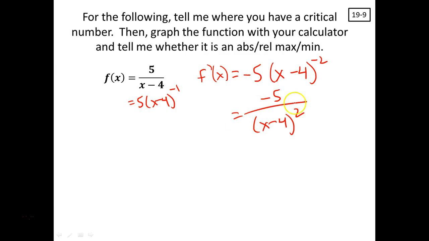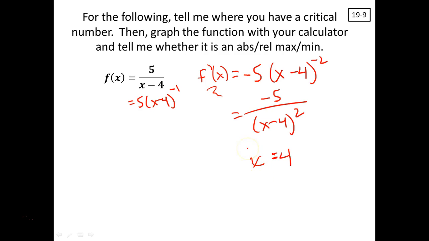So where does this equal 0? Well, this is never going to equal 0. And where does it not exist? It does not exist whenever the bottom is 0. So whenever x equals 4, f prime of x does not exist. This is an interesting problem. Is x equals 4 going to be a critical number?